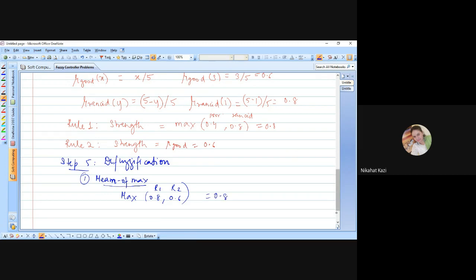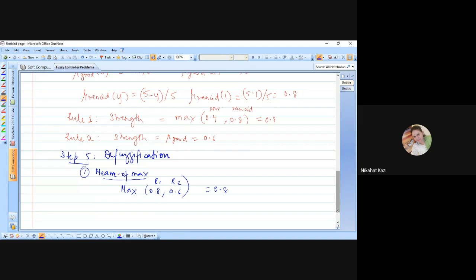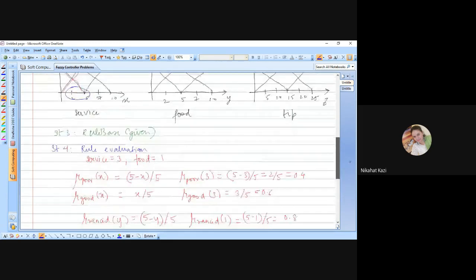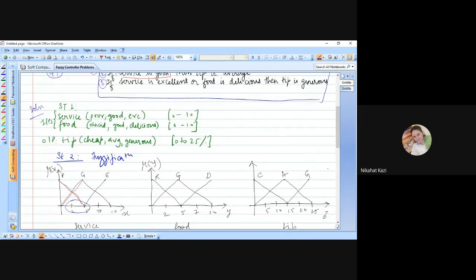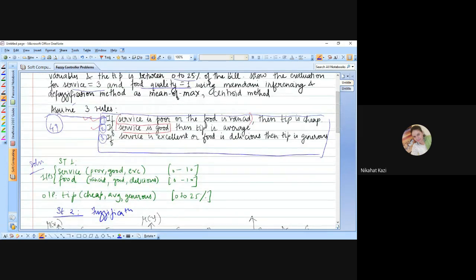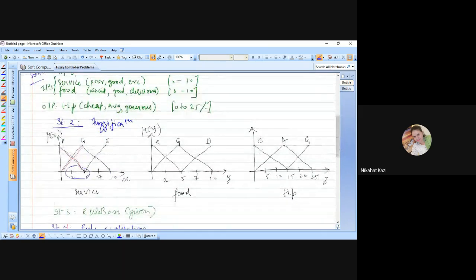And then what do you do with this value? You look at the rule. Rule 1 is firing. What is there in the consequent part of rule 1? We'll go back to the rules. You look at the then part of it. The tip is cheap. That means you need to look at the tip now. Only this particular function, the tip is cheap, is the one you need to consider.